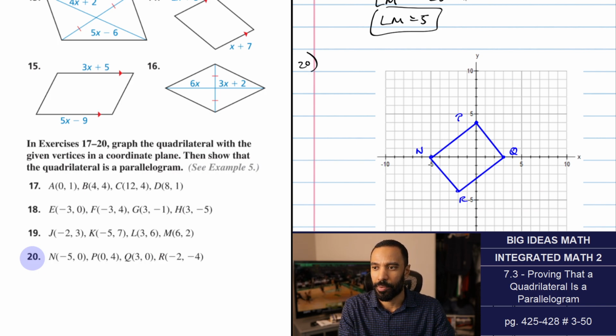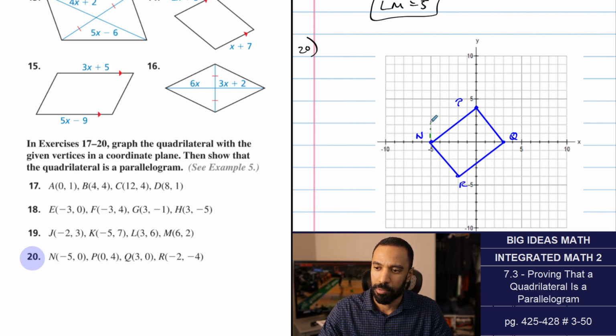Let's find some slopes, shall we? This time let's actually draw them the same direction so you're not confused on it. From N to P, it's a rise of 4. It's a run of 5. From R to Q, it's a rise of 4. It's a run of 5.